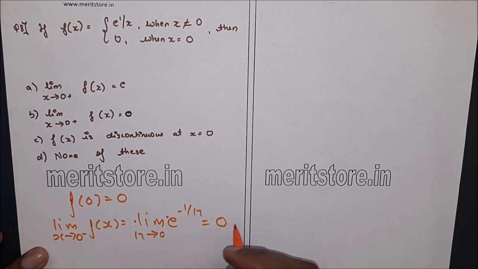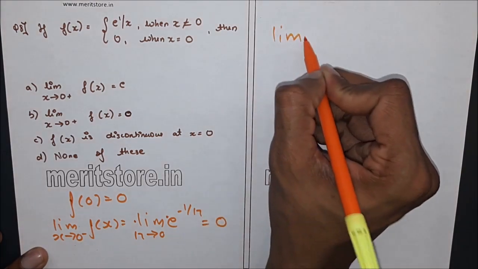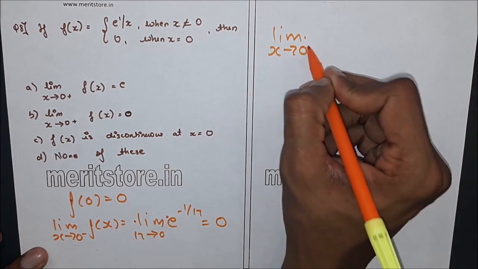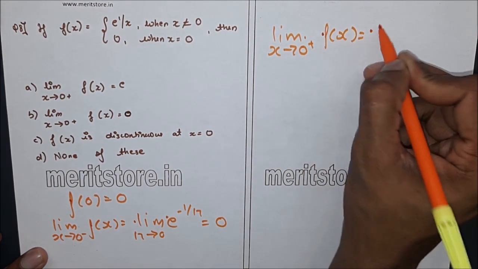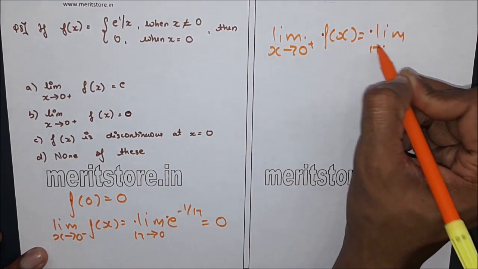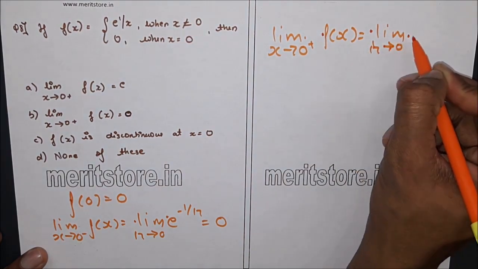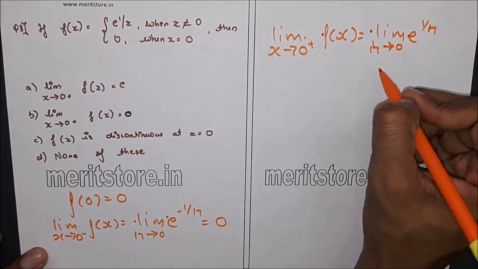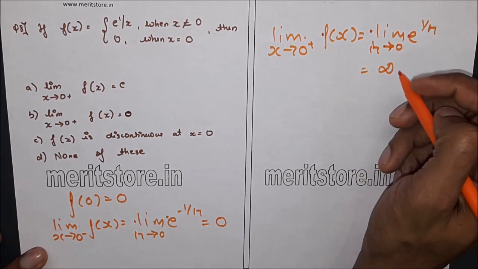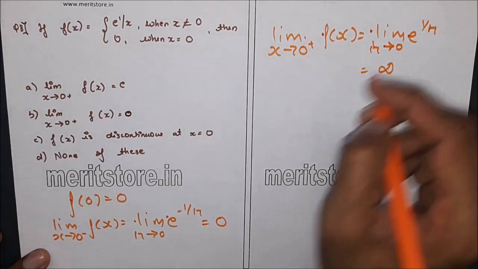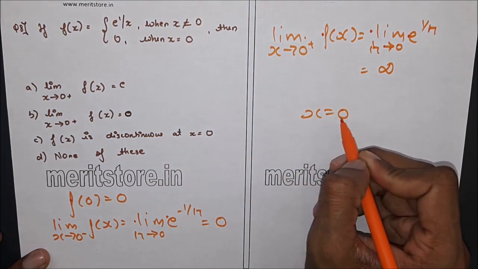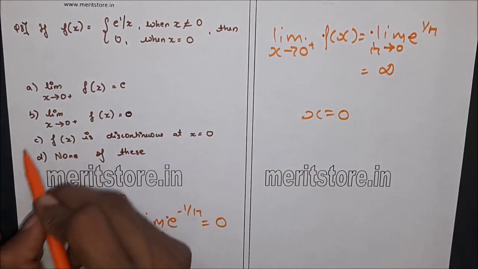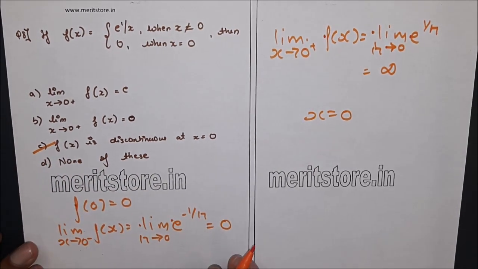and limit x approaches 0 from the right hand side, we get f of x equal to limit h approaches 0 e raised to 1 by h, which is equal to infinity. Hence the function is discontinuous at x equal to 0. Therefore if we see option C, that is f of x is discontinuous at x equal to 0, is the correct answer.